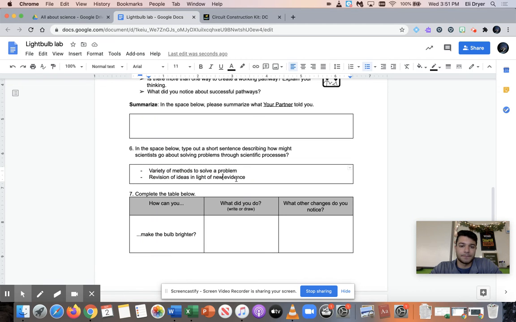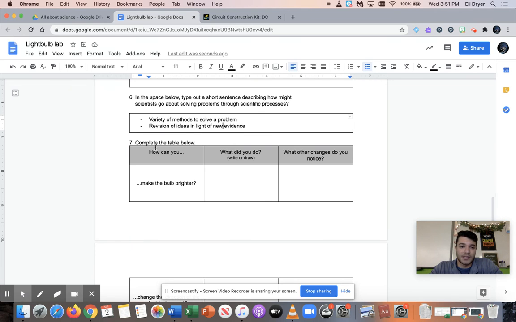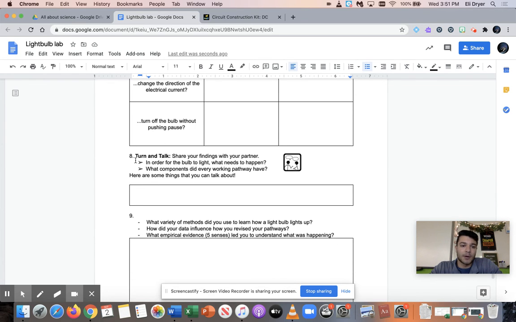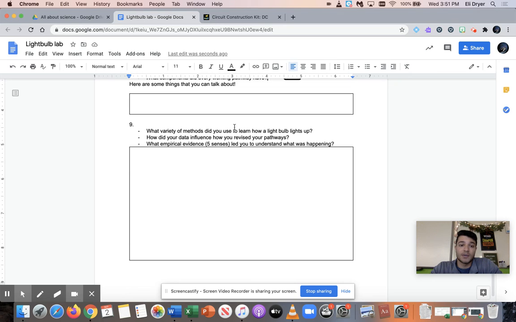Just write this down. Don't do number 7, okay? Don't worry about this chart here. And don't do number 8. This is number 8. So don't do 7 and don't do 8. The last thing you have to do is number 9. I would like you to answer these 2 questions right here.